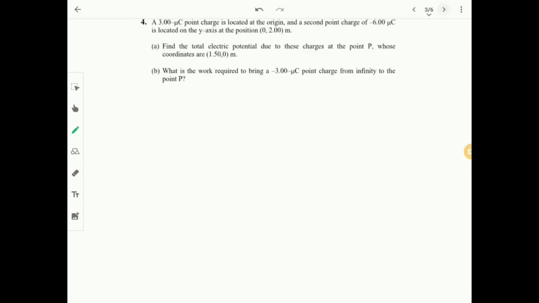Let's move on to question 4 now. A 3 microcoulomb point charge is located at the origin, and a second point charge of minus 6 microcoulombs is located on the y-axis at the position 0 and 2 meters. A says find the total electric potential due to these charges at point P, whose coordinates are 1.5 and 0 meters. I'll give you a few seconds. You can solve parts A and B and then we'll check.